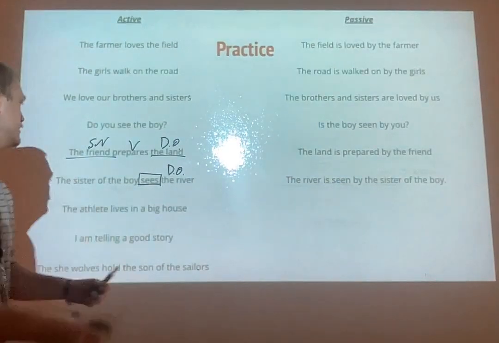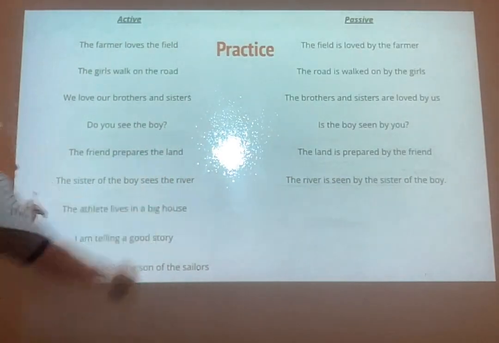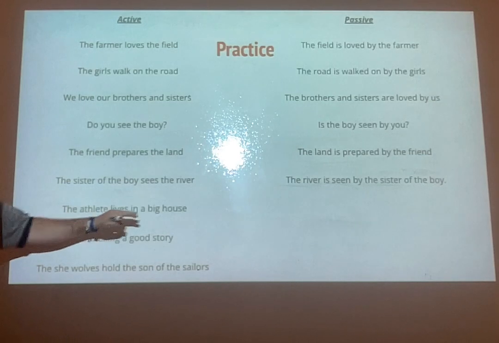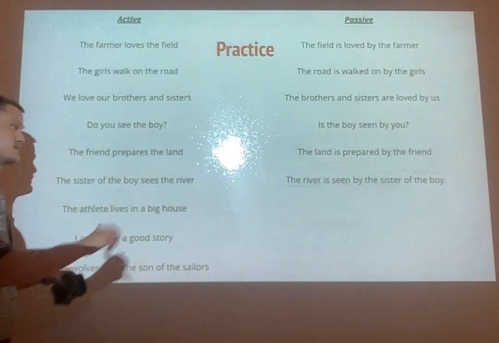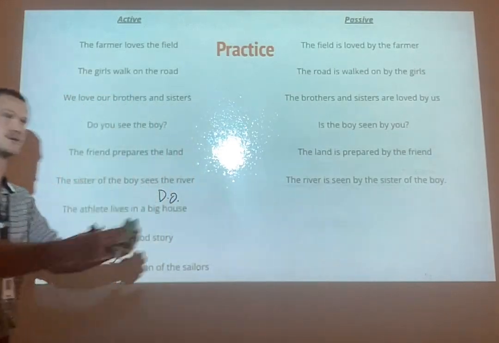All right, who wants to do, Carly, sorry to call you out, and if you don't want to do it, you don't have to do it, but try and give this one a shot for me. The athlete lives in a big house. How would that be passive? Let me give you a hint of reference once again. Whatever the direct object is must become the subject noun, and that usually helps people get started.